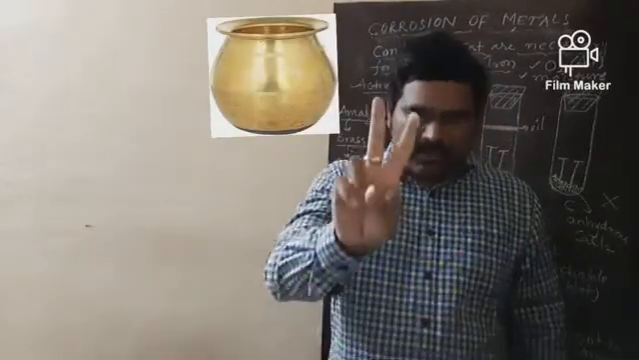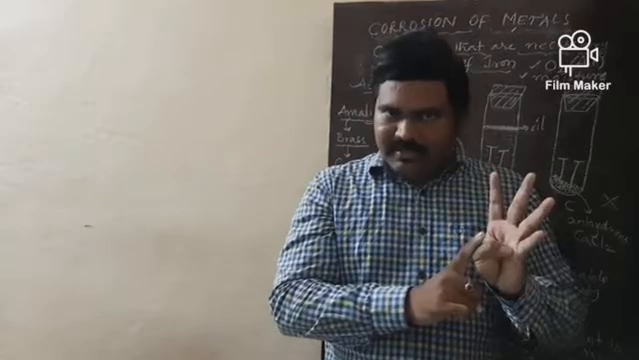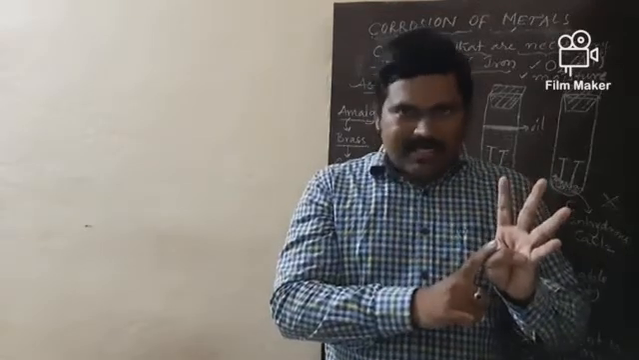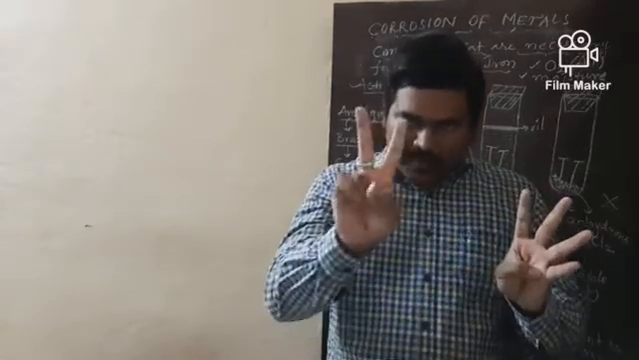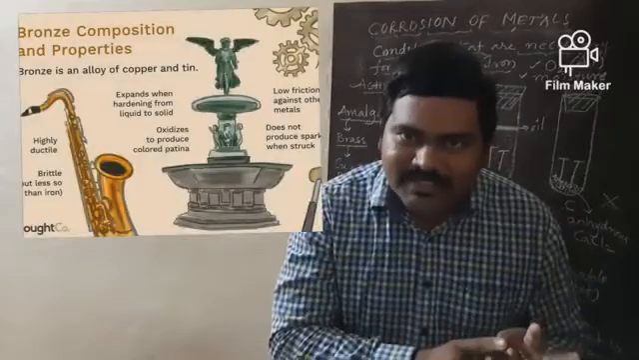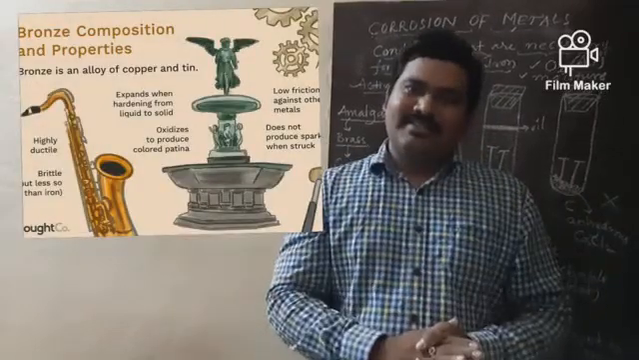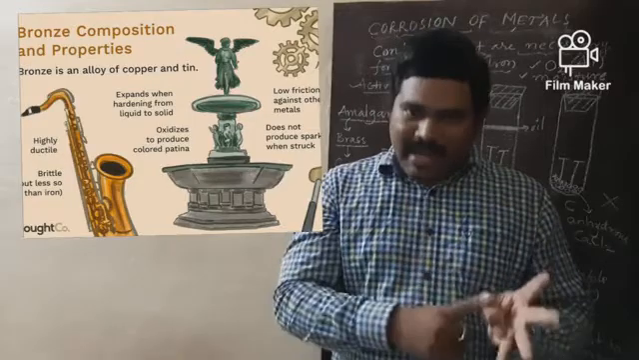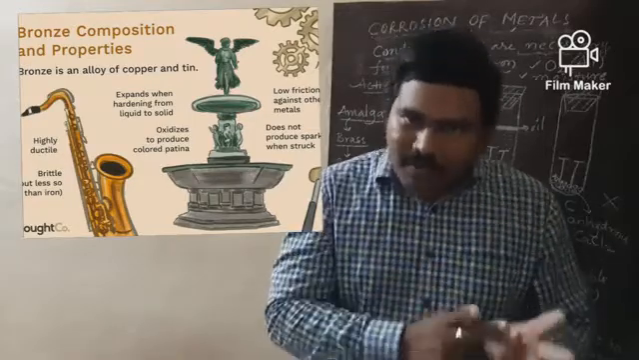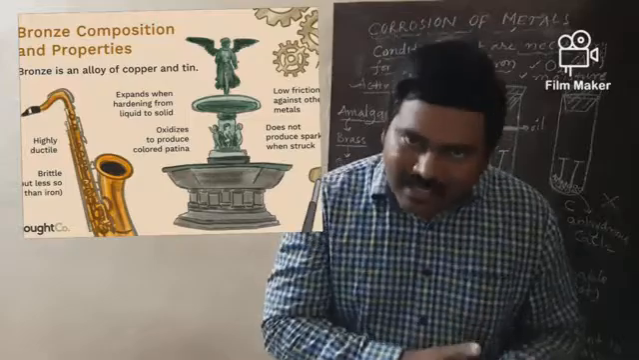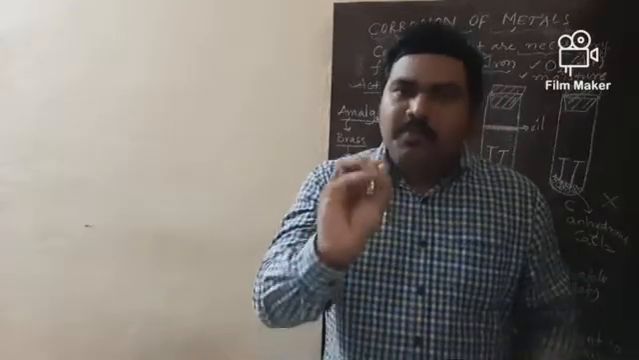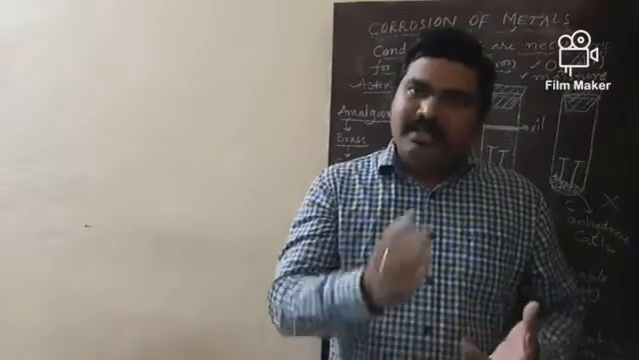So there are two characteristic properties for alloys. What are the two characteristic properties? First one is low electrical conductivity, and the second property is low melting points than pure metals. In this way, brass and bronze have low melting points and low electrical conductivity than pure copper. In this way, brass and bronze differ from pure copper.